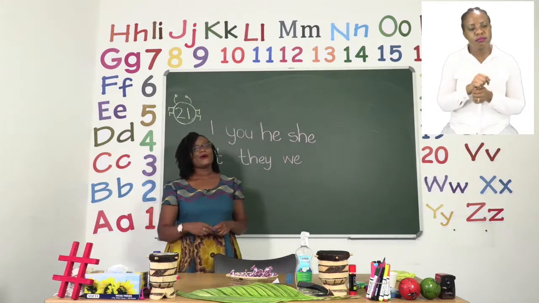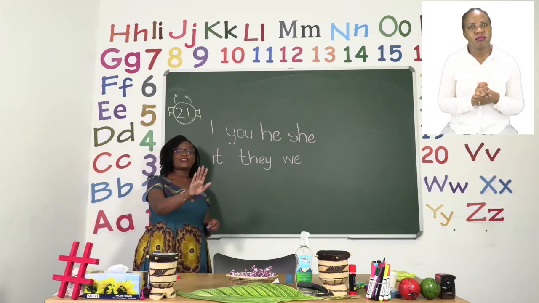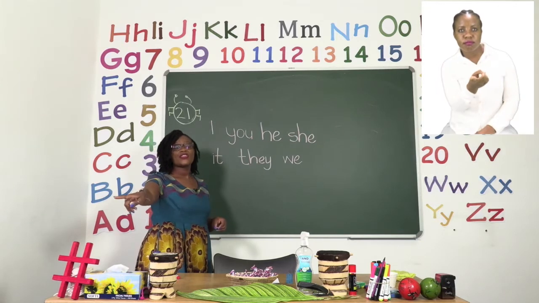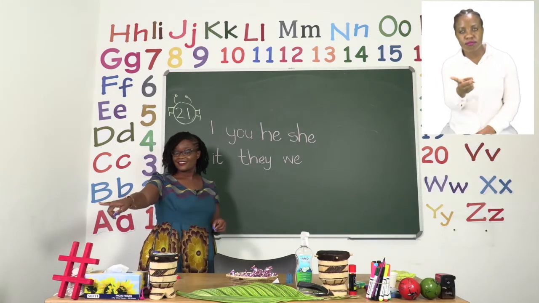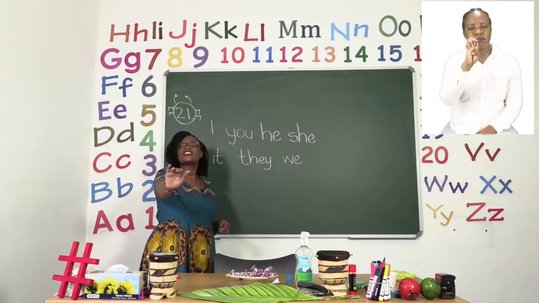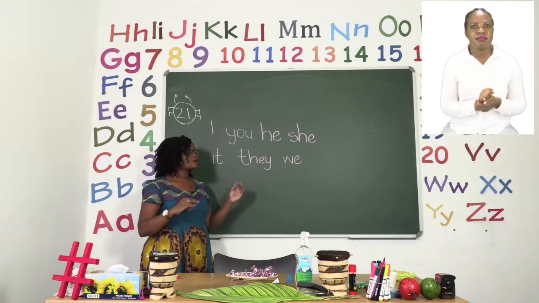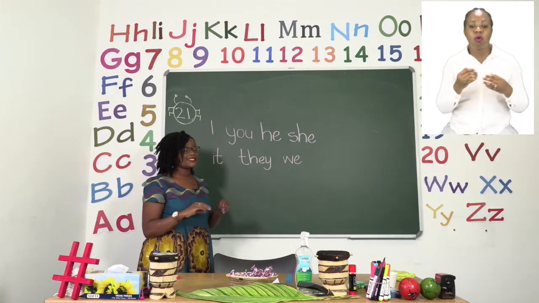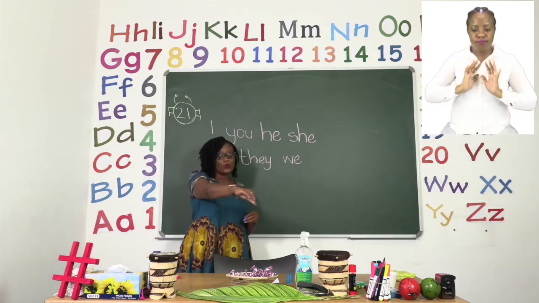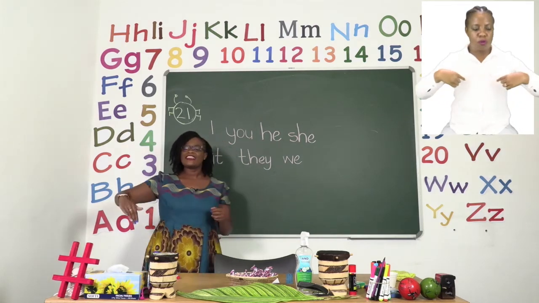It. Well done. And now, if we have a group of people that we can see, we point to them and say they. They. And if we are part of that group, for the people that are standing there and we are included, we say the word we. Let's point. We.